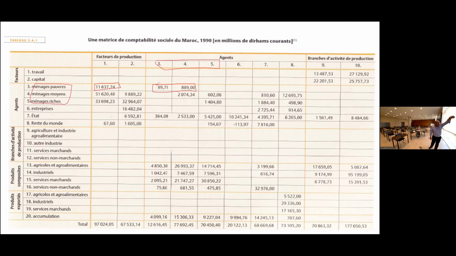Now, if we are looking at the column of household, one column of household, we have to look at what they give to other households, and importantly, we have the consumption in the middle, the consumption of household.